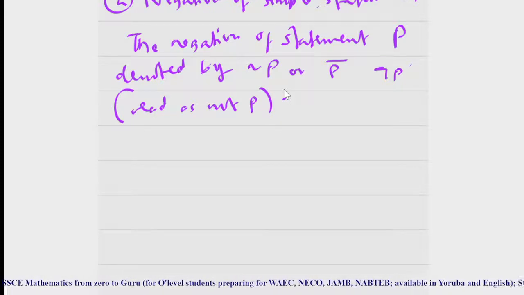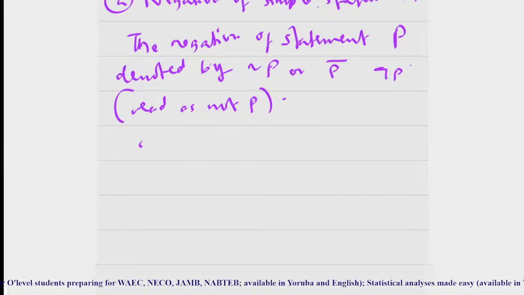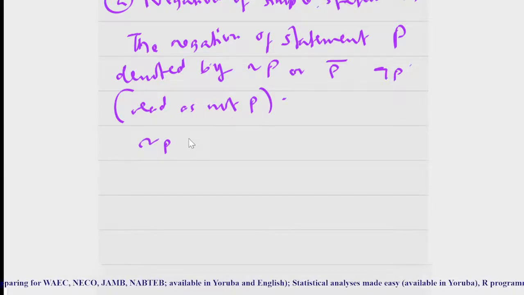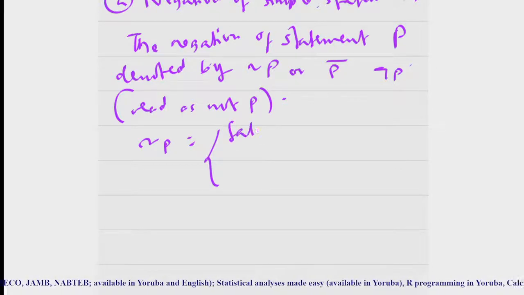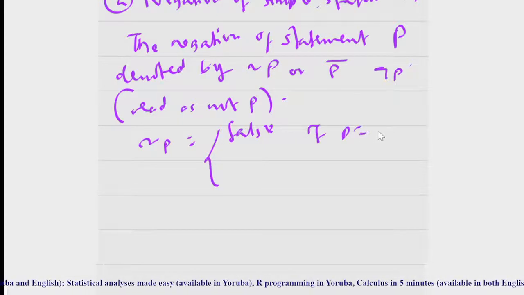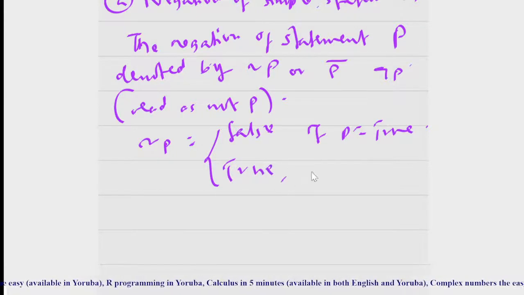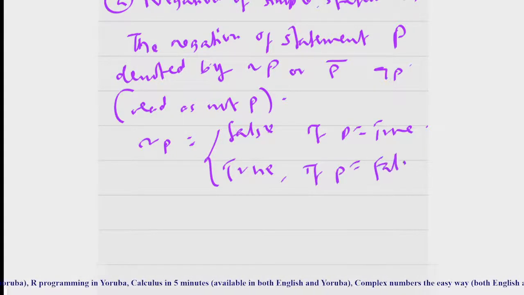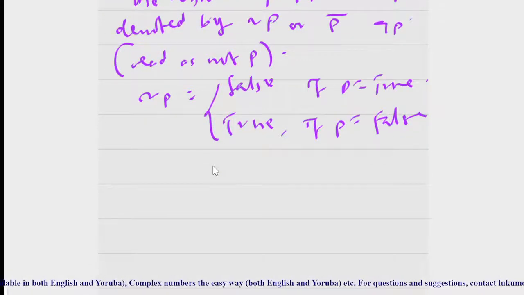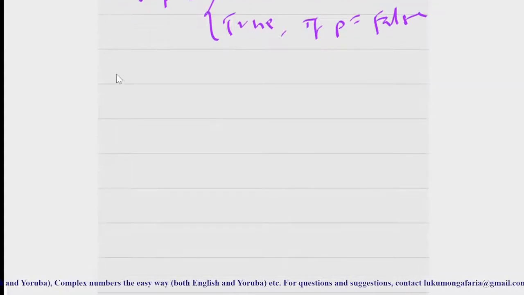So, like I've said, the negation of P is going to be false if P is true, and the negation of P is going to be true if P is false. So you are going to understand what I'm trying to say. Let me give you an example now. Example A.